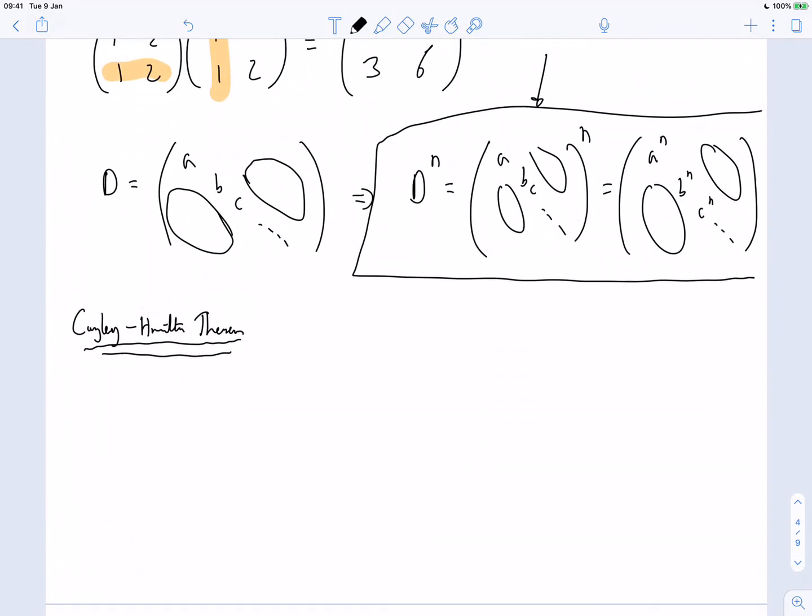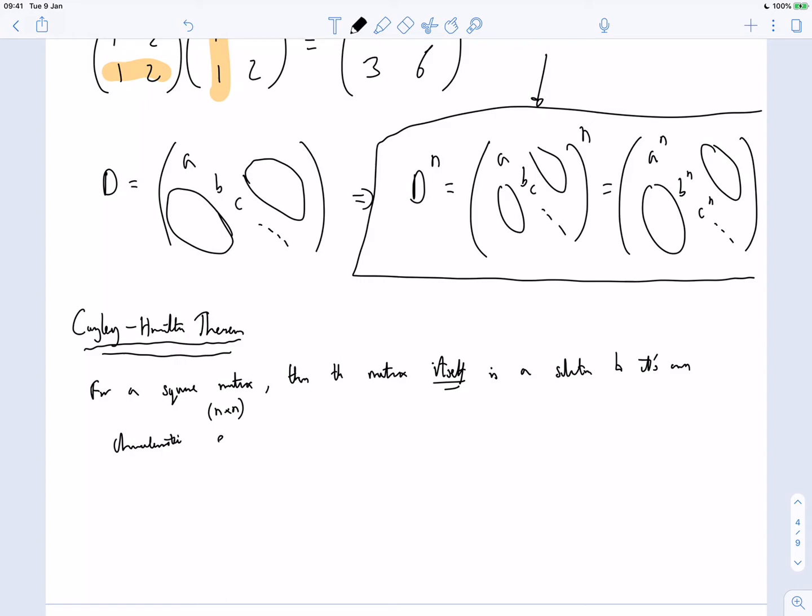The Cayley-Hamilton theorem states that for a square matrix, or an n by n matrix, the matrix itself is a solution to its own characteristic equation.